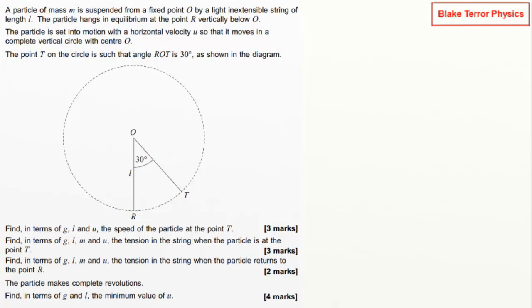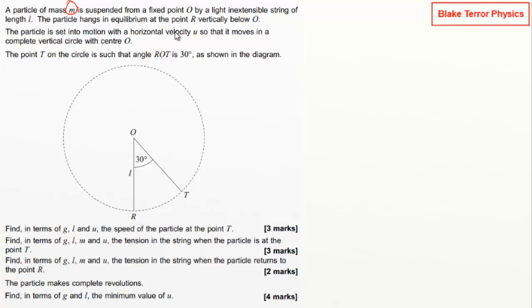Hello, here's another circular motion question, which hopefully we'll see is quite similar to the previous ones, even if it might on the face of it look quite different. Okay, so they've given us a diagram, so we do the usual thing of seeing what's in the text that isn't on the diagram. Particle of mass m, okay, they haven't actually marked the particle on, so that's something new. Suspended from a fixed point O, light inextensible string of length L, that's all on the picture.